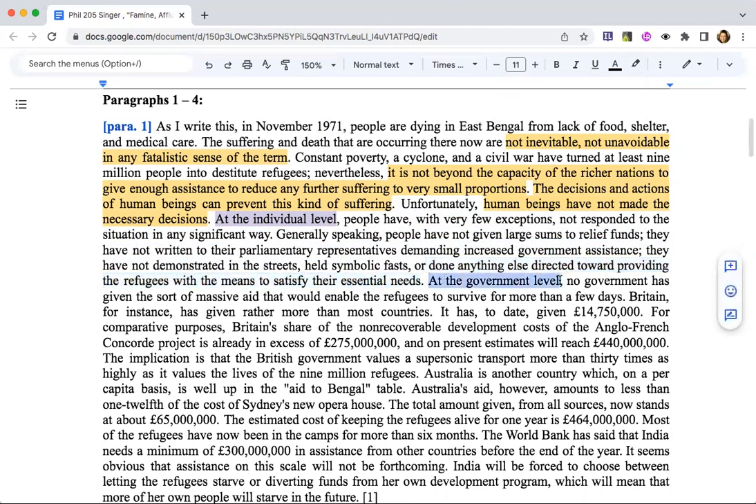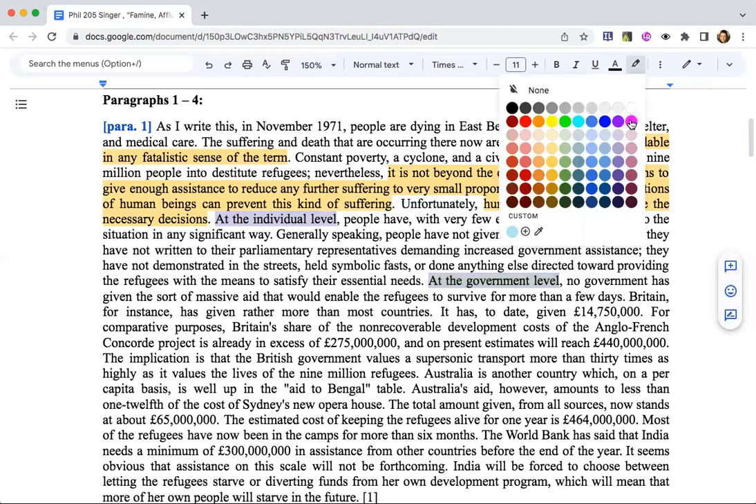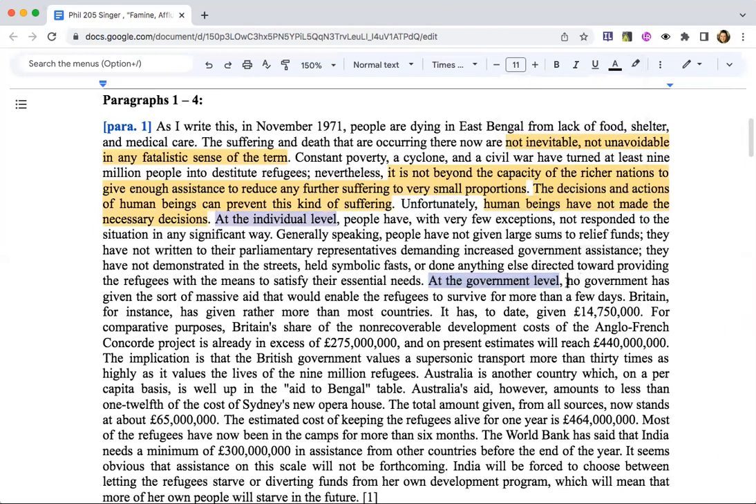At the government level, no government has given the sort of massive aid that would enable the refugees to survive for more than a few days. Britain has, for instance, given rather more than most countries. It has to date given 14 million and some pounds. For comparative purposes, Britain's share of the non-recoverable development costs of the Anglo-French Concorde project is already in excess of 270 million, and on present estimates will reach 440 million.